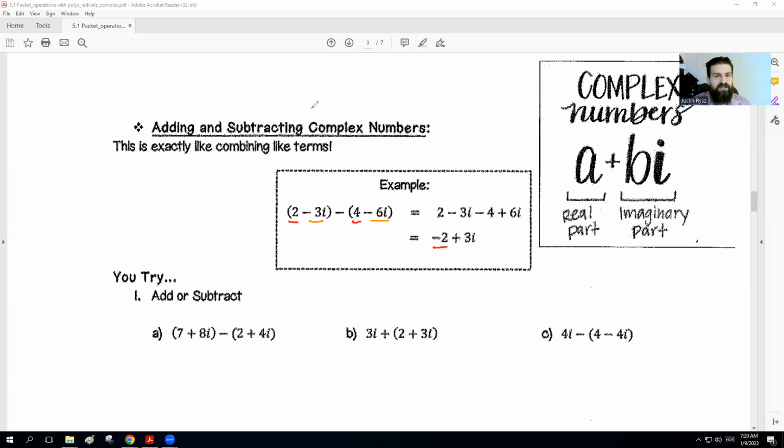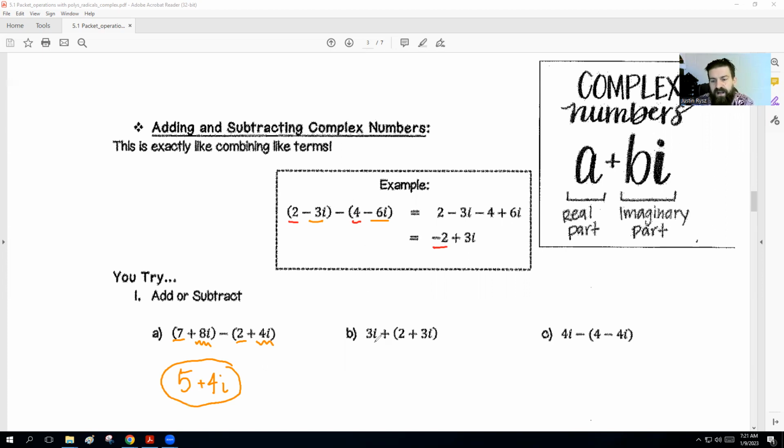Okay, so let's add or subtract. If you want to pause this video at any time to try these on your own, feel free to do that. Let's look here. Looking at the real parts, we've got 7 minus 2, that would give us 5. And then the imaginary parts, 8 minus 4. 8 minus 4 is a -4, or no, +4. It's in the other way.